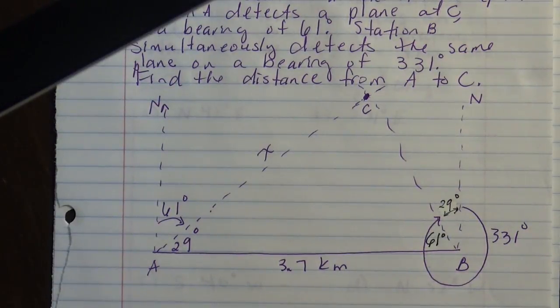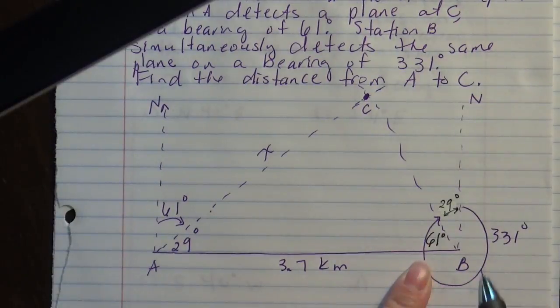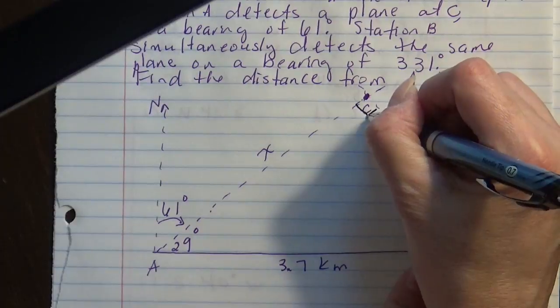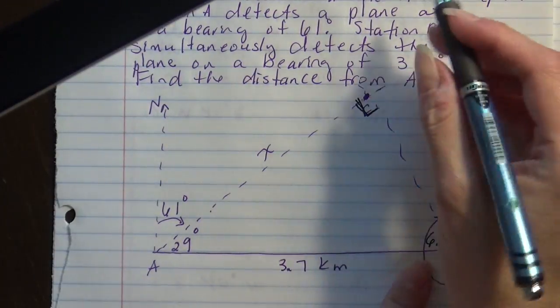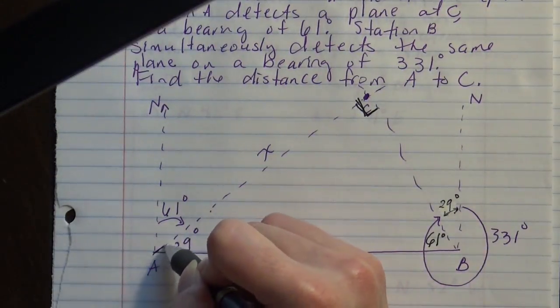So, can we figure out angle C? So we've got 29 degrees plus 61 degrees. Add those. 29 and 61 gives me 90 degrees. Alright, so that means that this one over here is also 90 degrees because they have to add up to 180. So we've got a right angle here at angle C. And I'm going to draw it in darker so we can see our triangle a little better.